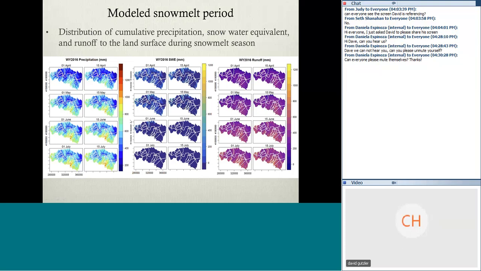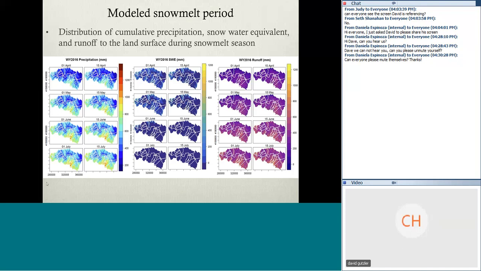The plot on the far left is cumulative precipitation. The plot in the middle is snow water equivalent, and the plot on the right represents runoff to the land surface, which is the combination of snowmelt and/or rain precipitation falling onto the land surface. We can see that there's a lot of variability that jumps out in all three of these variables.